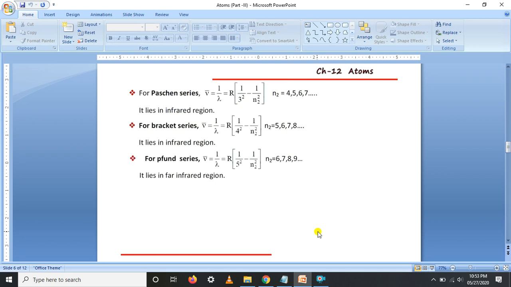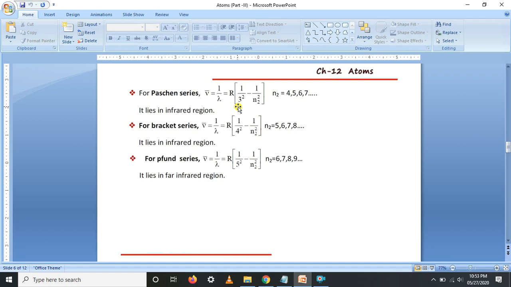So next one, that is Paschen series. The third series, that is Paschen series, and the 1 by lambda value is equal to R into 1 by 3 square minus 1 by N2 square, where the N1 value is 3 for this series and N2 value is 4, 5, 6, 7 and so on. And it lies in the infrared region only.